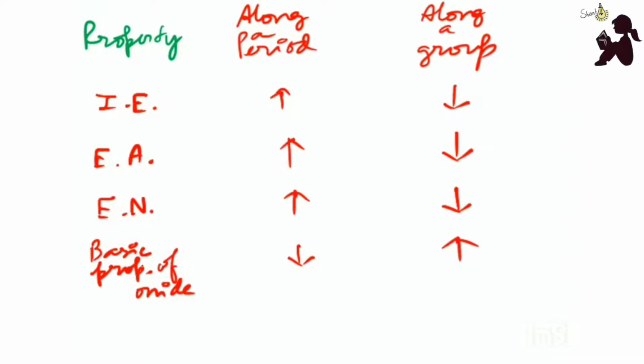Now we are not going to write about acidic property because the basic property decreases along a period. So naturally acidic property will increase along a period. So it will be kind of vice versa. So we are not going to write that.